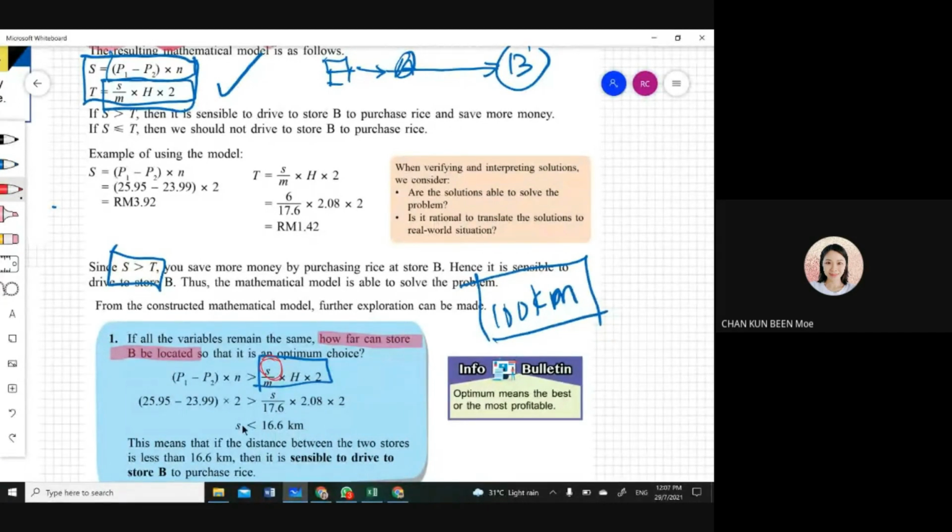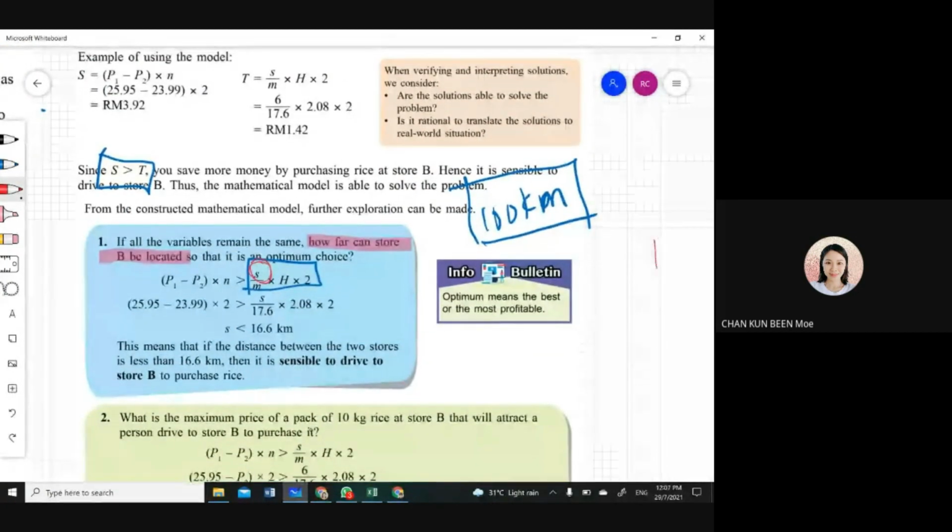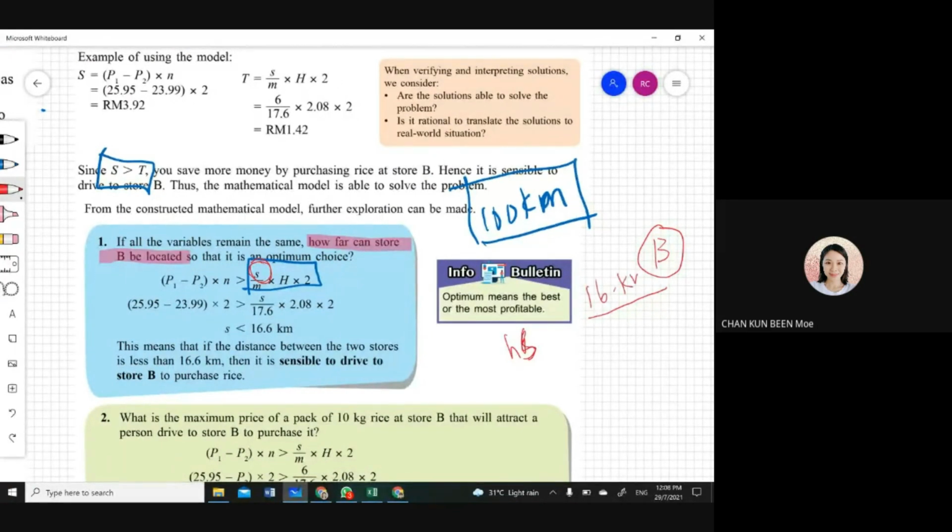16.6 kilometers. Less than 16.6 means if shop B is located exactly 16.6 kilometers from your house, then it is not worth buying. If it is located less than 16.6, for example, 16.5 kilometers, yes, you still can save a bit of money. If it is nearer, for sure, the nearer, the more money you save. That is the meaning over here.